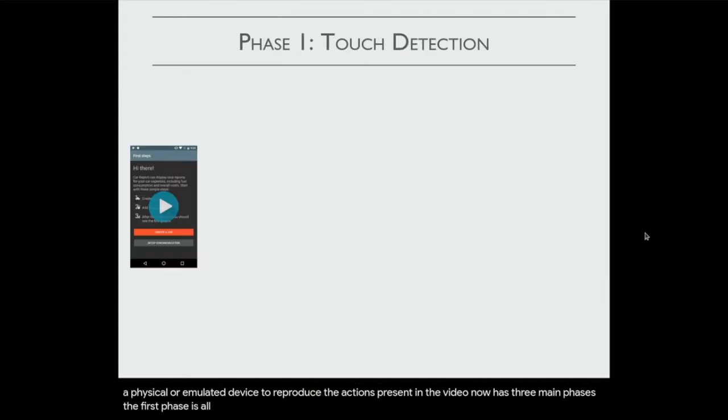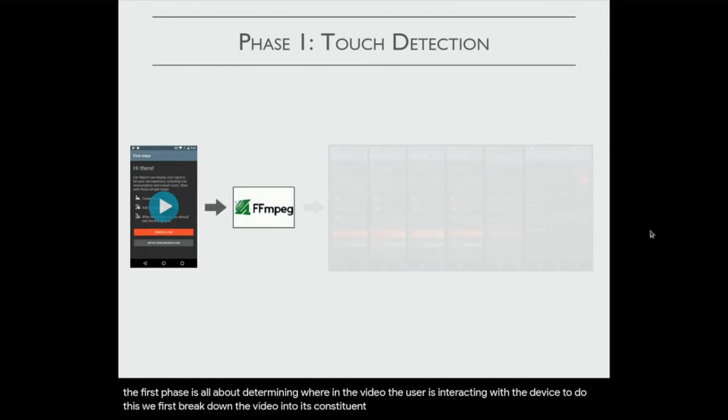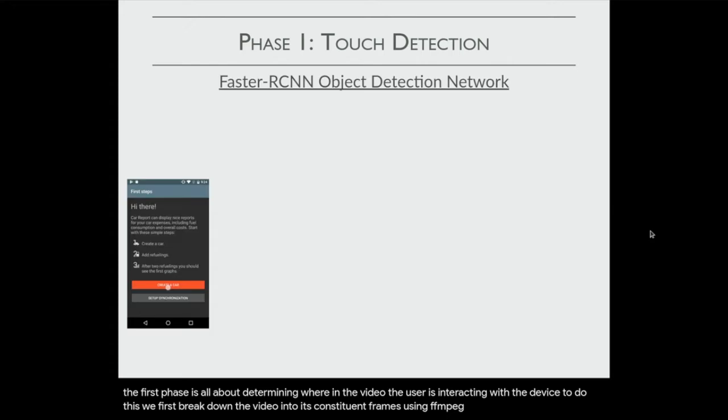The first phase is all about determining where in the video the user is interacting with the device. To do this, we first break down the video into its constituent frames using FFmpeg. Then we analyze each frame in the video to determine where the user interacted with the screen. To do this, V2S requires the developer option that visualizes the touch that the user does with this white circle. This developer option is available on any modern Android device and does not require any sort of rooting of the device.